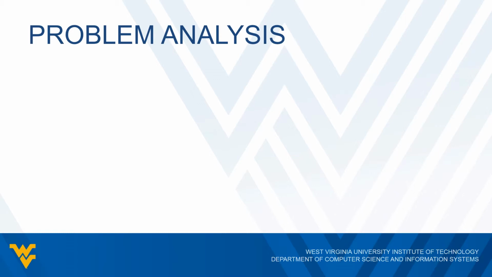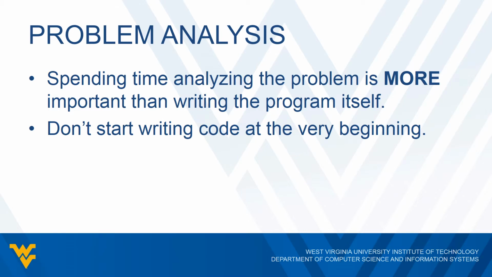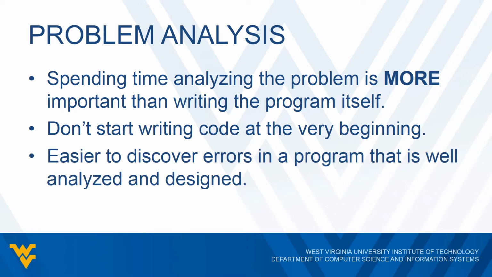Now, as I said before, the first step, the analysis part of it, is far more important than the program itself. It's more important to make sure you understand the problem, and then design an algorithm for your solution before you start hacking away at code. You do not want to start writing code as your very first step. That is the worst thing you can do. You may think you're saving time by just writing code because you think you know how to solve the problem, but it's going to come back and bite you later on if you're not careful.